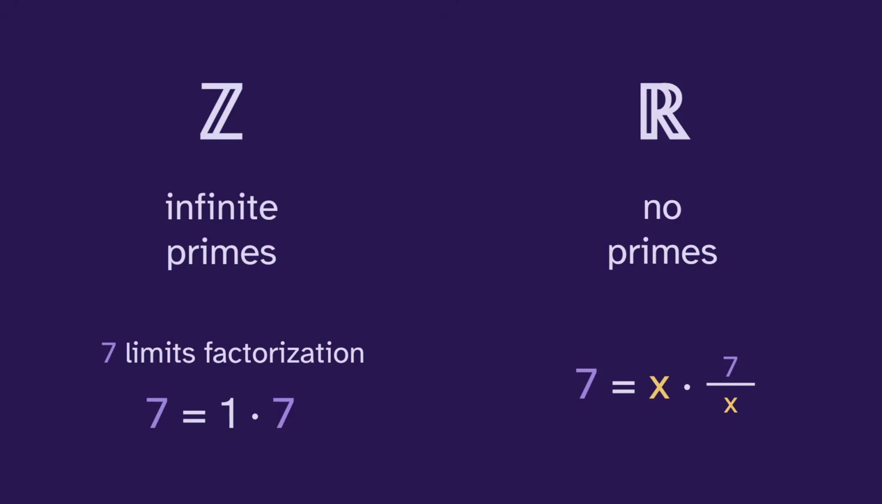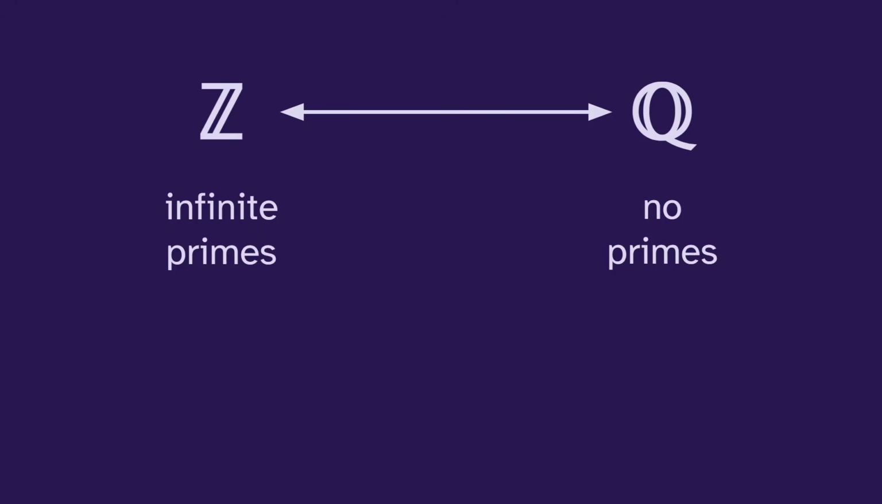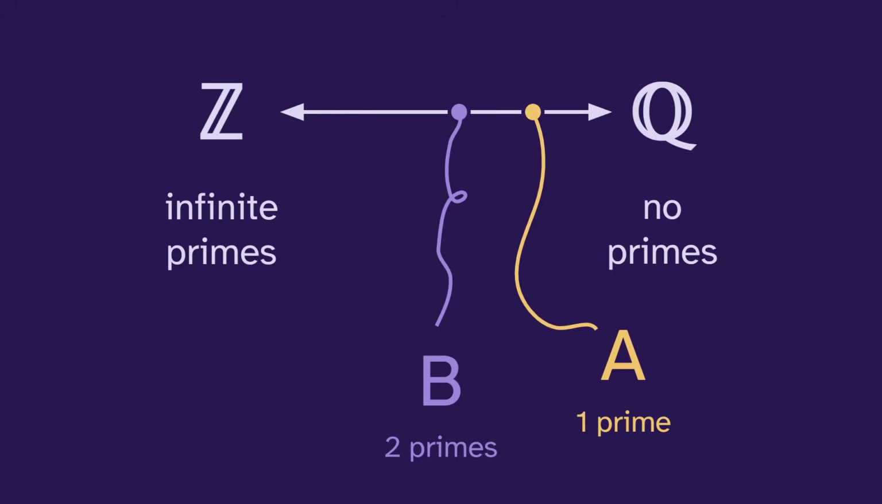And the same reasoning applies to the rationals. There are no rational primes. But there are some weird domains between the integers and the rationals that have just one prime, or two primes, or any finite number of primes. In this video, we'll see how to construct these domains, and along the way, we'll learn to think about primes like a mathematician.